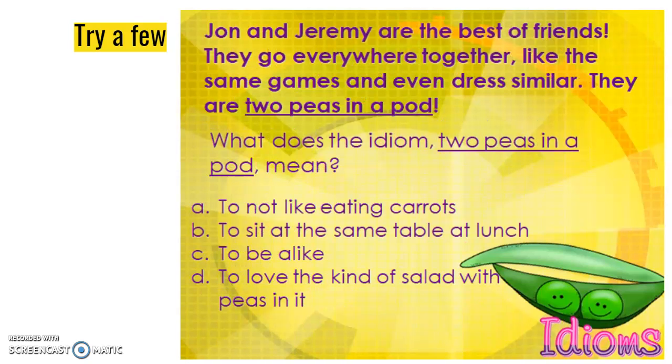John and Jeremy are the best of friends. They go everywhere together, like the same games and even dress similar. They are two peas in a pod. What does the idiom two peas in a pod mean? To not like eating carrots? To be at the same table at lunch? To be alike? To love the kind of salad with peas in it?